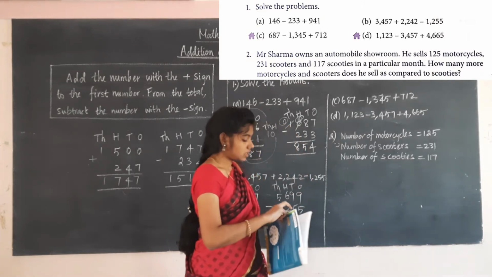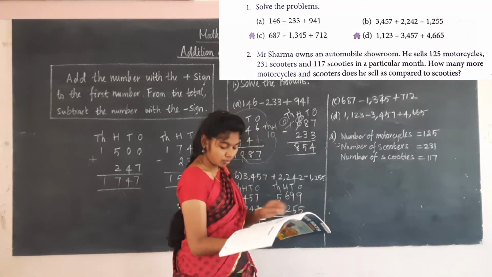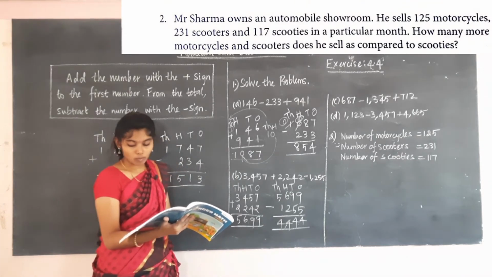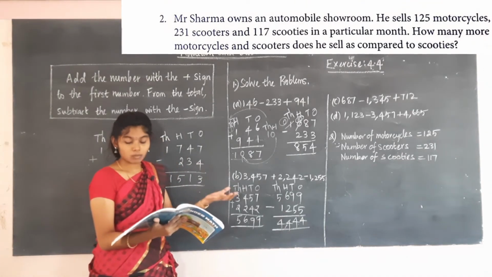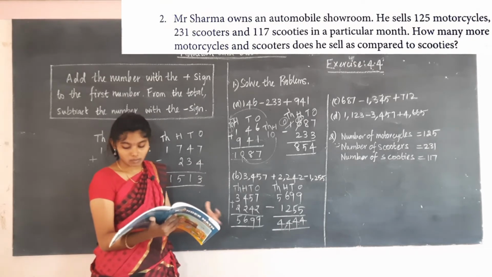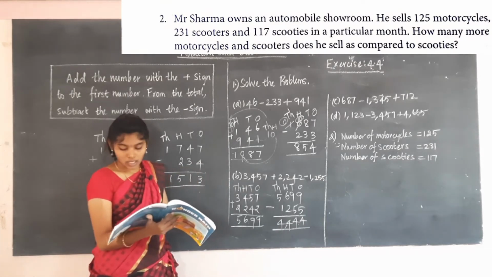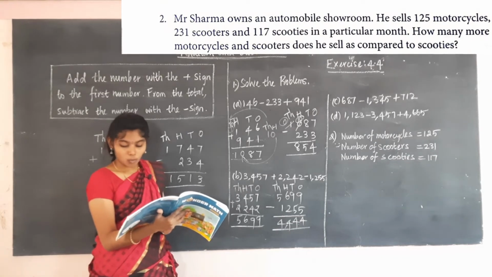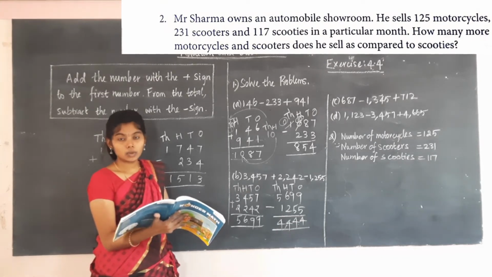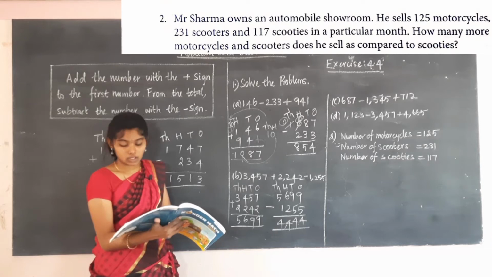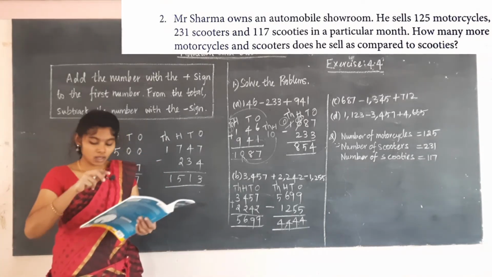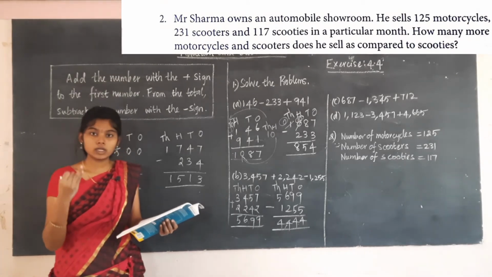The next one is the second sum. It's a word problem. Mr. Sharma owns an automobile showroom, that means he bought an automobile showroom. He sells 125 motorcycles, 231 scooters and 117 scooties in a particular month. In a particular month he is selling some vehicles, that is motorcycles, scooters and scooties.